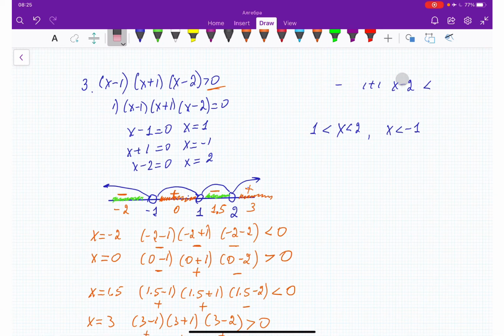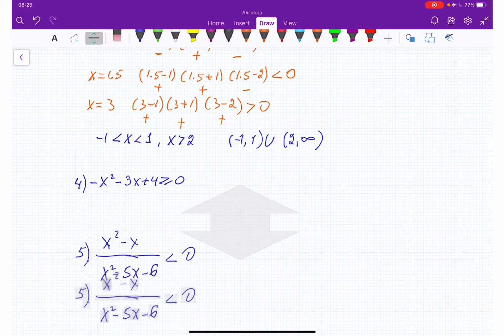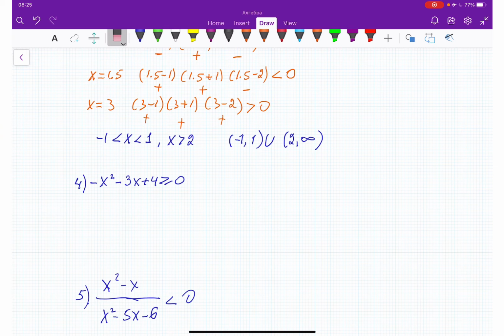Okay, moving to the next one. Let me see if I can clean this green one. Okay, very good. Moving to the next one, negative x squared minus 3x plus 4. Remember what I said in the rule: since I want to get rid of the negative sign in front of x squared so I can factor it, when we divide by a negative number, it's going to affect the sign of the inequality. Let's do it.